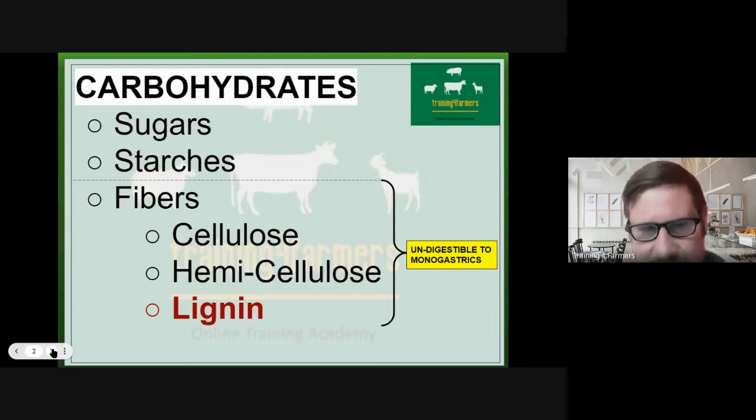Okay, so there are different cell wall components: cellulose, hemicellulose, and then there's lignin. Now, lignin is totally undigestible, even to ruminants who have the bacteria. The bacteria have the enzymes to break down those chemical bonds in cellulose and hemicellulose and so on, but not even they can break down lignin.